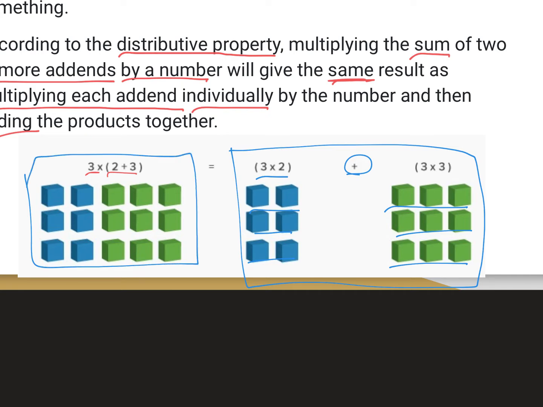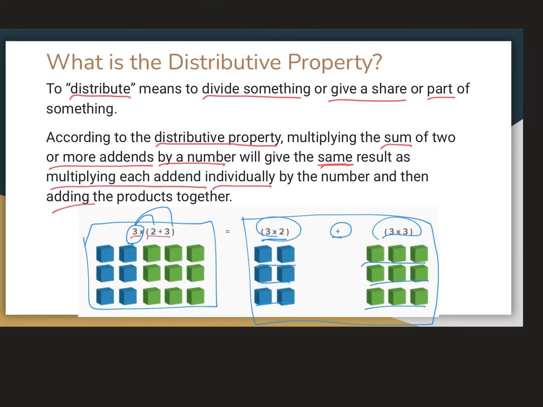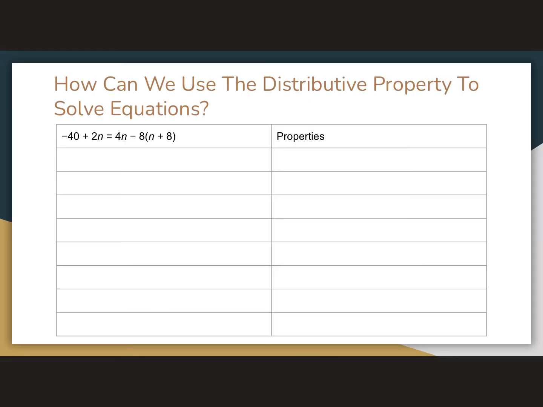So that's what the distributive property says. If I have a number outside, I can multiply each part: 3 times 2 and 3 times 3. The actual definition is a lot of words. Basically, we are going to distribute. We're going to hand out to each of the things inside our parentheses the number that is outside them. So how can we use the distributive property?